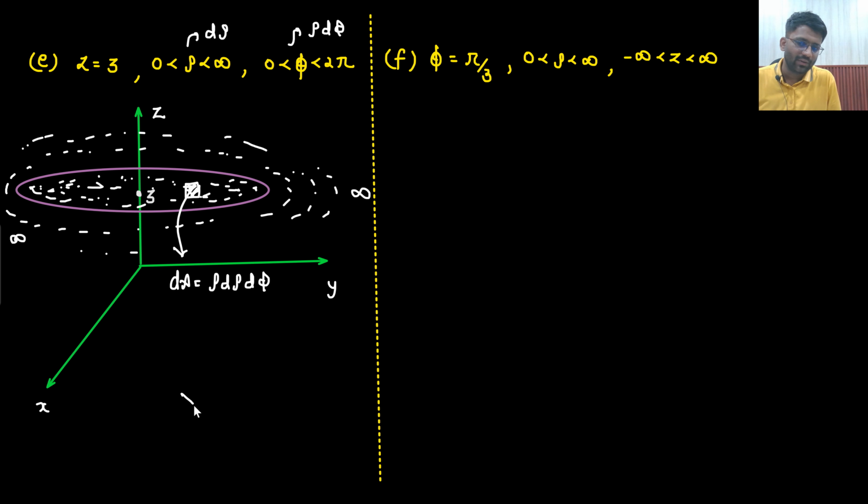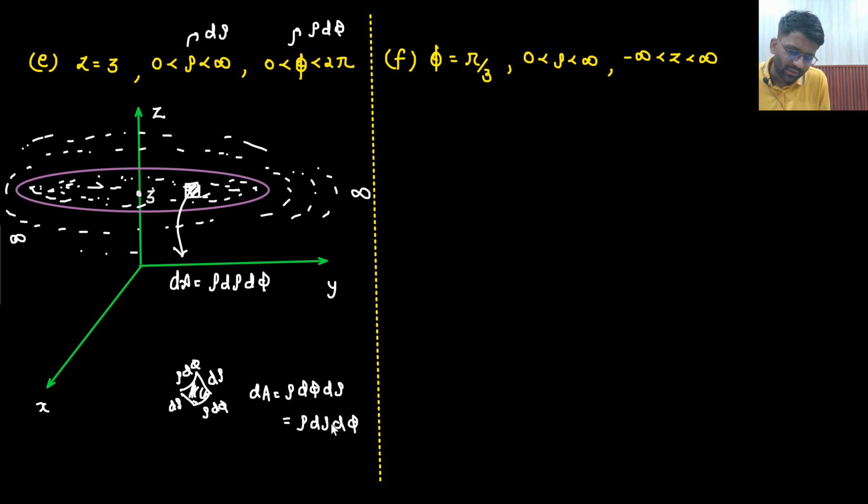Radial distance will be d rho. Curvature distance will be rho d phi. This is d rho and this is rho d phi. If you calculate this area, what will it be? The area here will be rho d phi into d rho, or you can call it rho d rho d phi. Right? This will be the scenario.